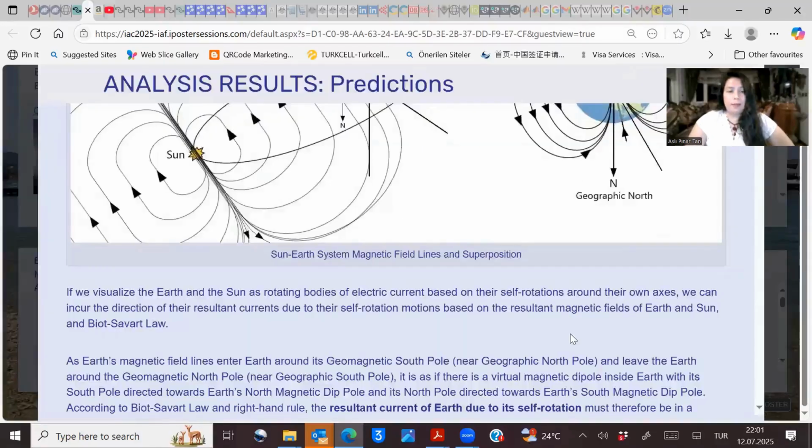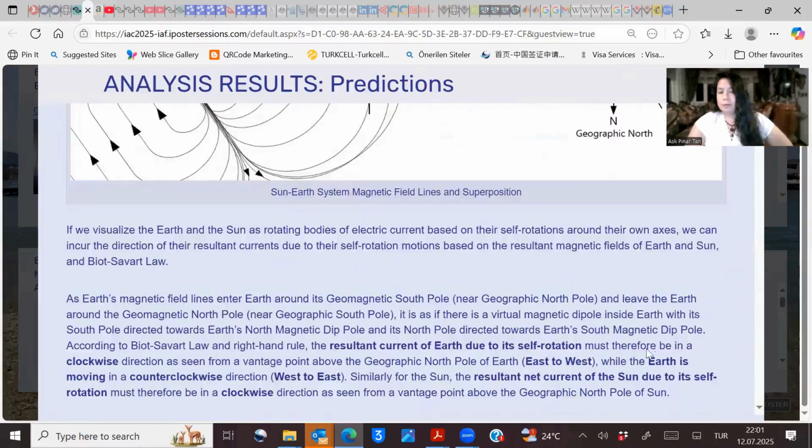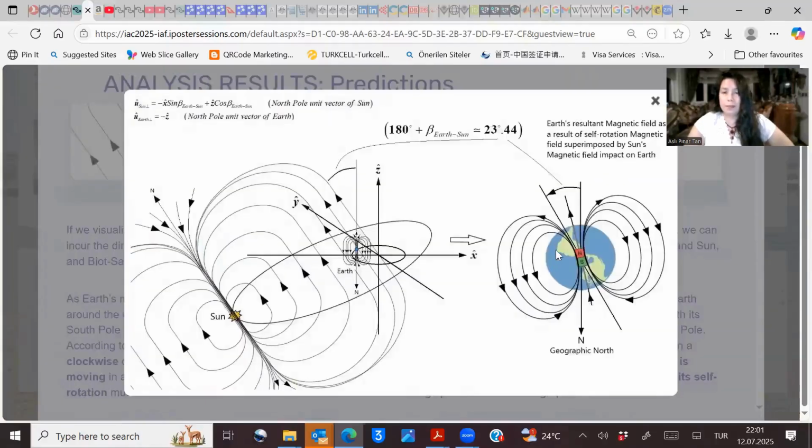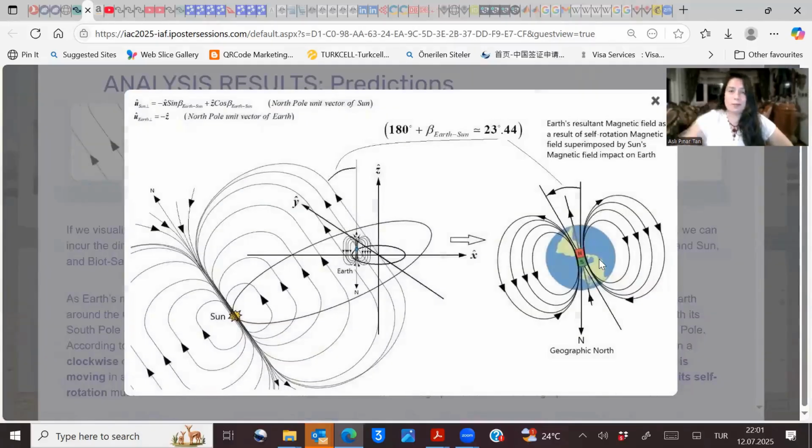See? According to the Biot-Savart law and the right-hand rule, the resultant current of Earth due to its self-rotation must therefore be in a clockwise direction as seen from a vantage point above the geographic North Pole of Earth. So it's east to west. East to west. While the Earth is moving in a counterclockwise direction, meaning west to east, this way.